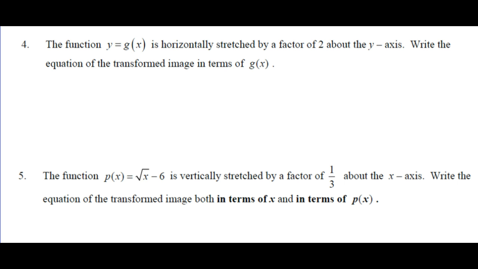The function y equals g of x is horizontally stretched by a factor of 2 about the y-axis. Write the equation of the transformed image in terms of y equals g of x. Okay, so how do I do a horizontal stretch about the y-axis? By a factor of 2. X is replaced with... how do you horizontally stretch by a factor of 2? 1/2 x.